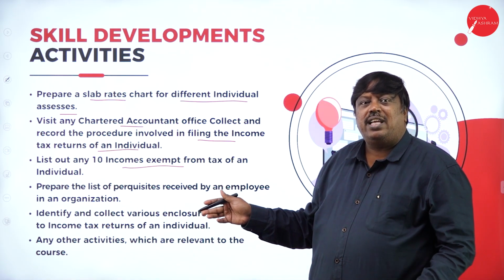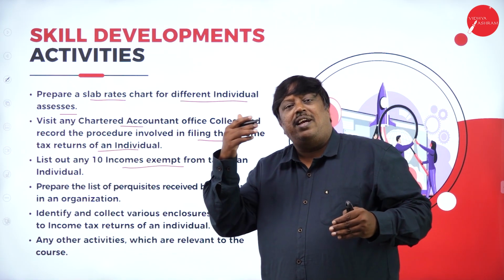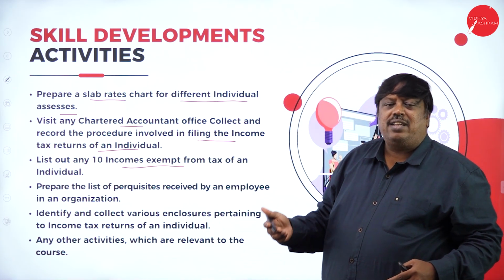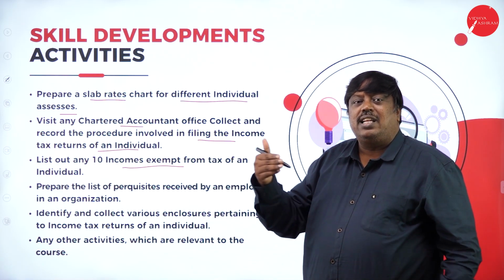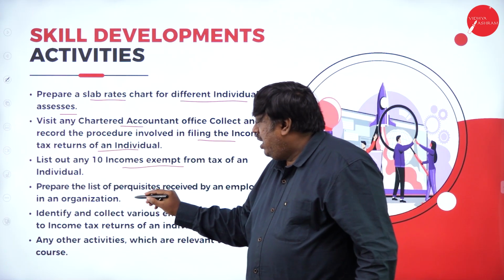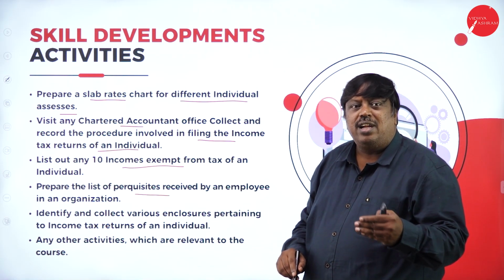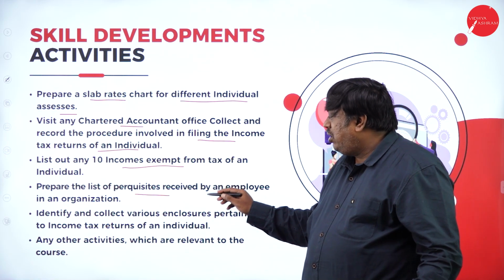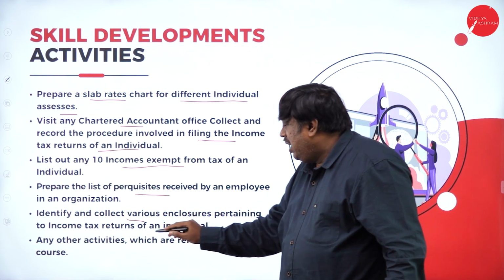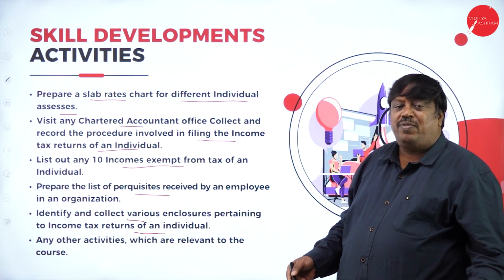So if I prepare a chart and keep it, it is going to support my examination as well as my future business or employment growth in the market, when I receive a source of income, to know which is exempted and which is not exempted. And next, let us learn the perquisites, the benefits received by an employee from his employer. So we will prepare a chart on that. And next, let us identify and collect various enclosures pertaining to the income tax returns, that is ITR 1, ITR 2, ITR 3, the income tax return forms we have to discuss.